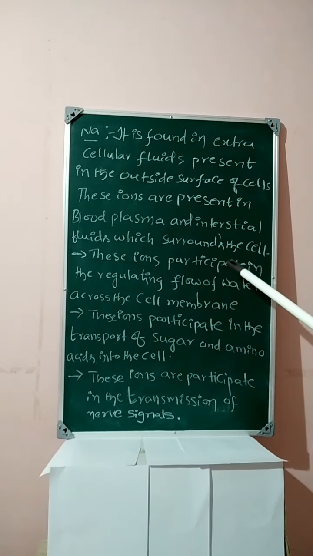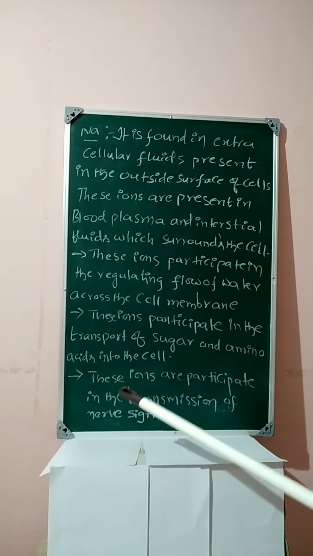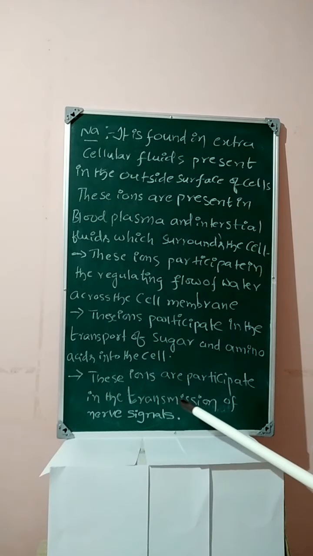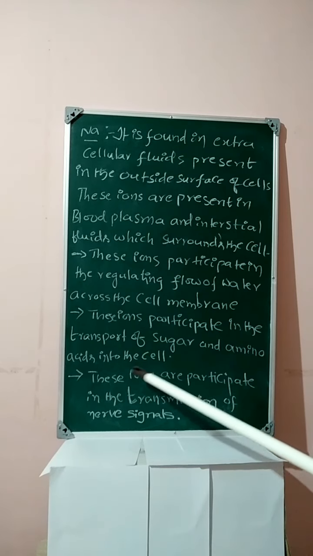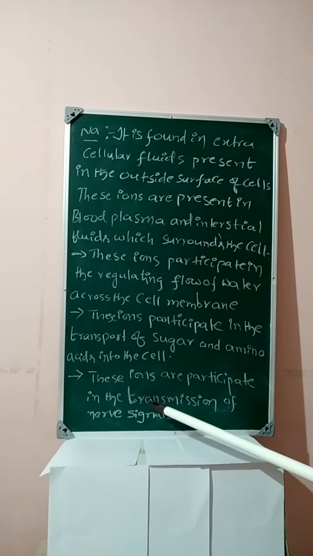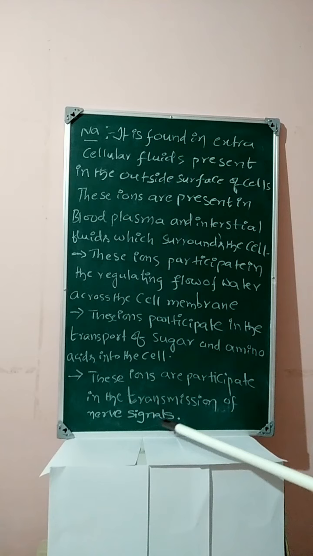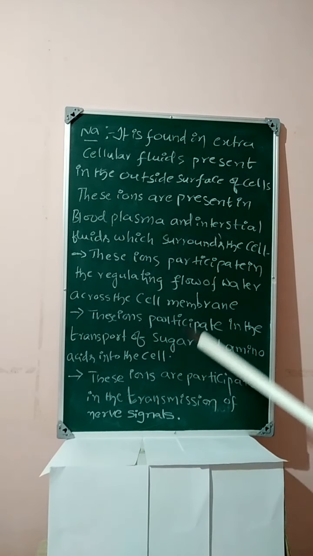These ions participate in regulating flow of water across the cell membrane. These ions participate in the transport of sugar and amino acids into the cell. These ions participate in the transmission of the nerve signal to transfer the information from one neuron to another neuron, one part of an organ to another organ. That is known as transmission of the nerve signals. Signals means information from one organ to another organ.